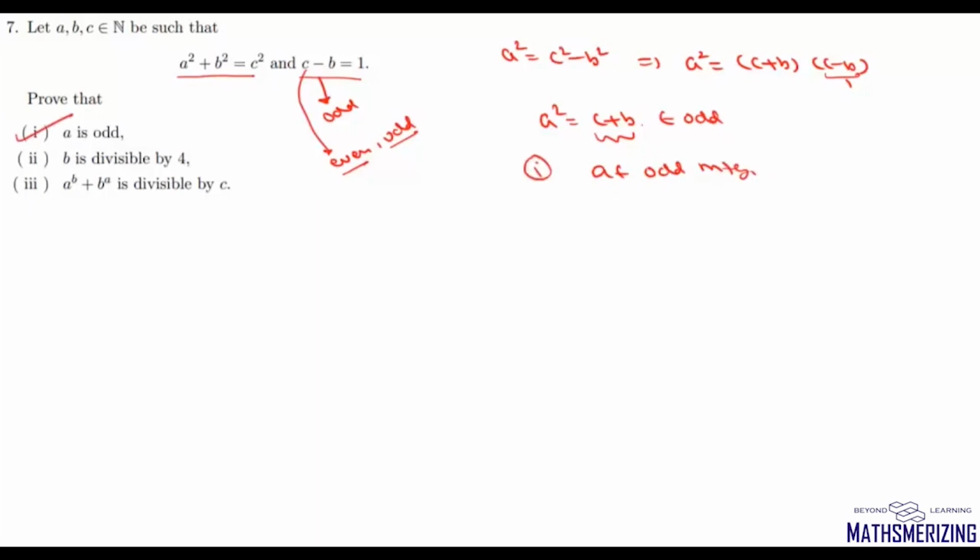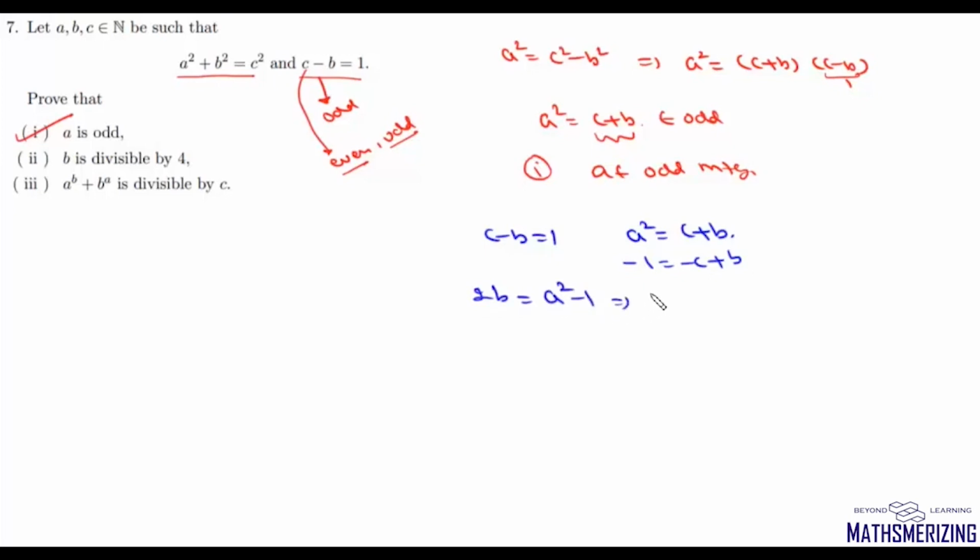Now in the second part, we need to prove that b is divisible by 4. So now we have two results. c minus b is equal to 1 and a square equals c plus b. Now what we'll do is we'll subtract the first from the second. So it'll be minus 1 and it'll be minus c plus b. So we can write 2b, and this is a square minus 1.